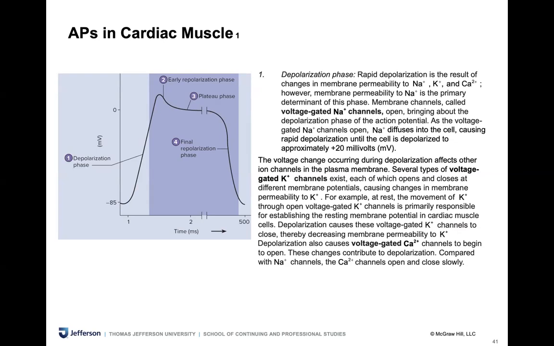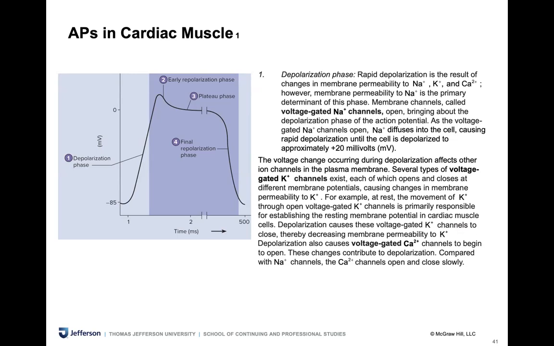As a result, voltage-gated sodium channels will then open. Sodium diffuses into the cell, causing the rapid depolarization until the cell is depolarized to approximately 20 millivolts. Now, even though you have the membrane channels opening in response to a change in voltage for sodium, you get that huge influx. The voltage change occurring during depolarization will affect other ion channels in the plasma membrane as well.